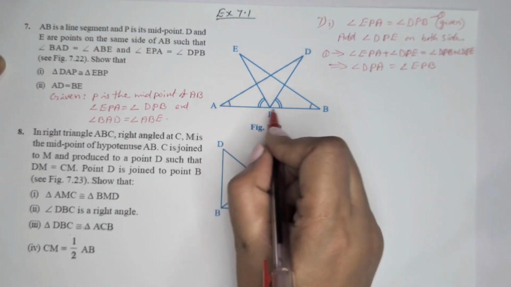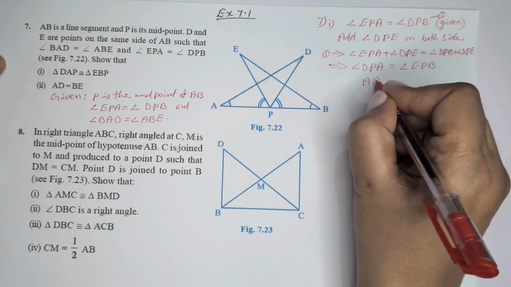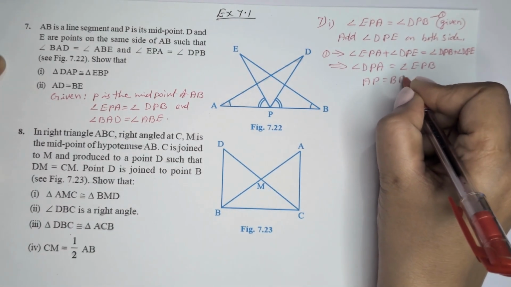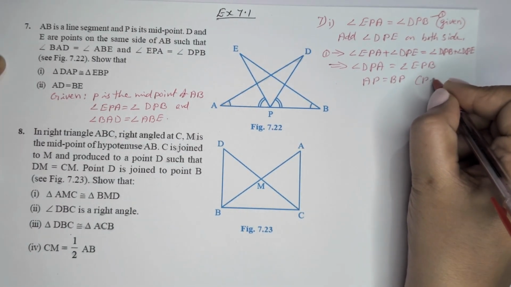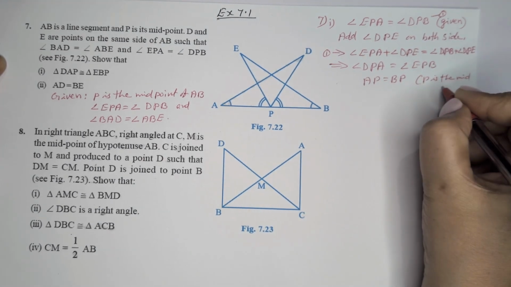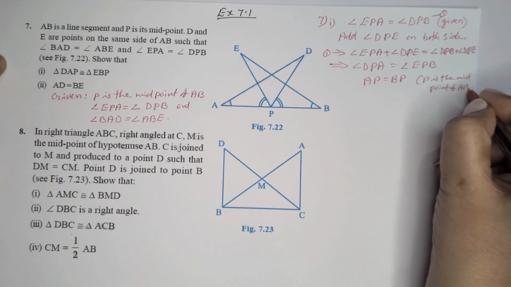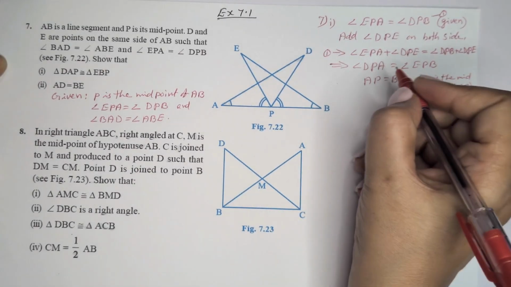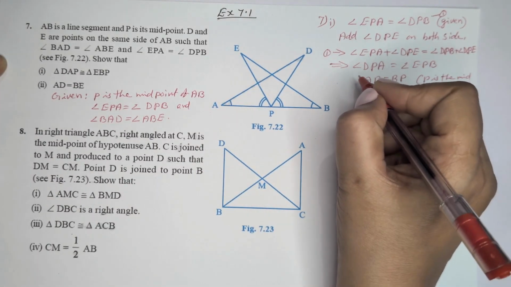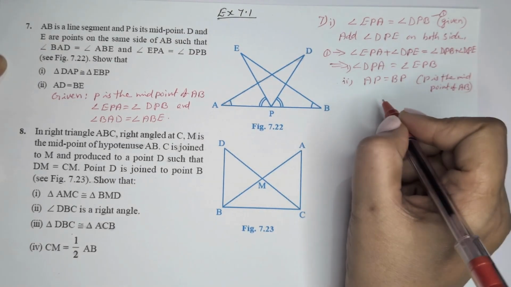And also we can write AP is equal to BP. P is the midpoint of AB, that is given. Again, this is the first condition. Now this is the second condition.